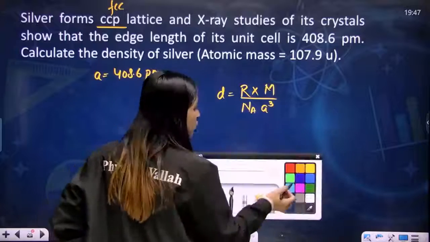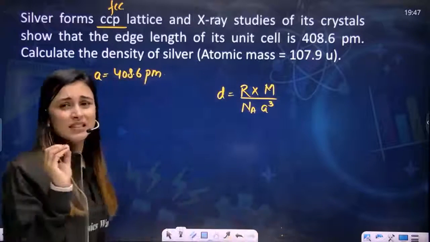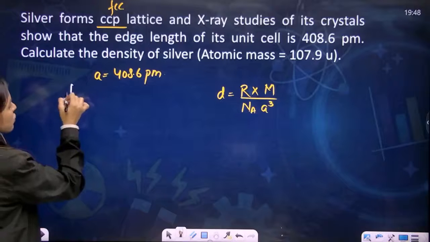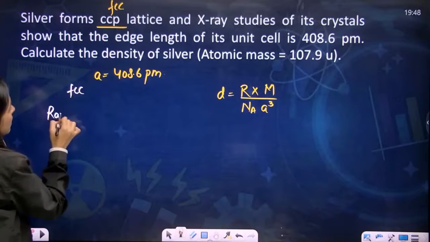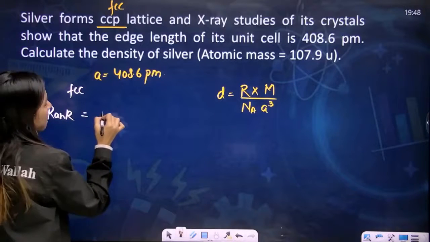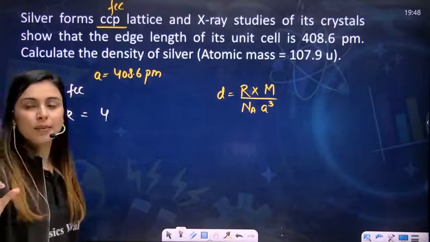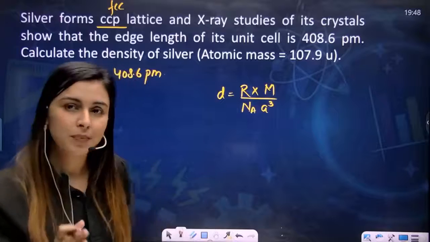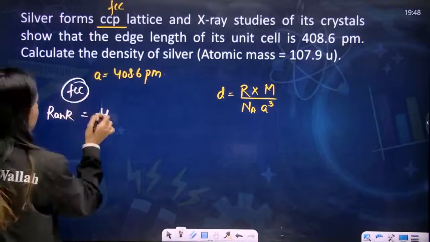So now, my dear students, you have to keep a few things in mind. First, it is an FCC structure, so we need to calculate the rank. Rank will be, is it an FCC structure? Yeah, rank will be 4. I hope all of you remember that rank for FCC is 4.